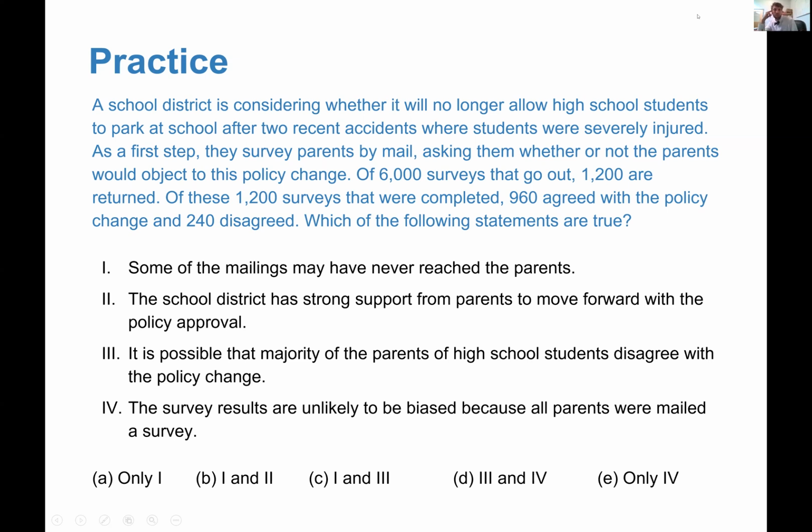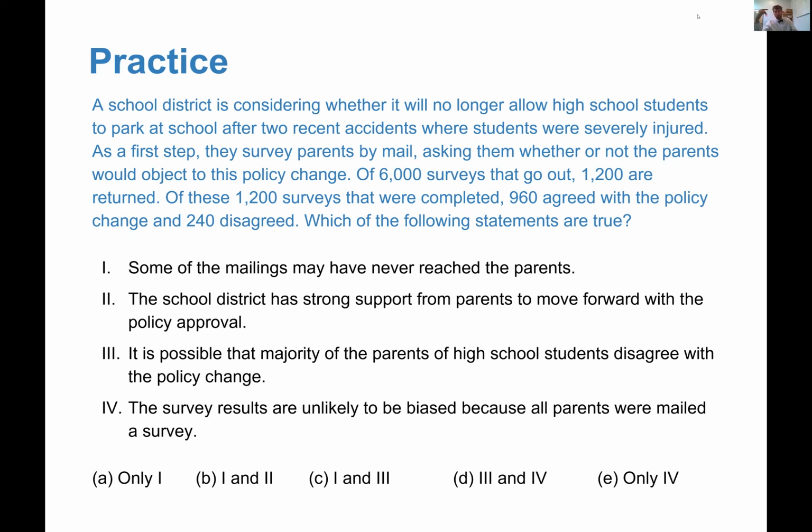All right, a school district is considering whether it will no longer allow high school students to park at school after 2 recent accidents where students were severely injured. As a first step, they survey parents by mail, asking them whether or not the parents would object to this policy change. Of the 6,000 surveys that go out, 1,200 are returned. Of these 1,200 that are completed, 960 agree with the policy change and 240 disagree.